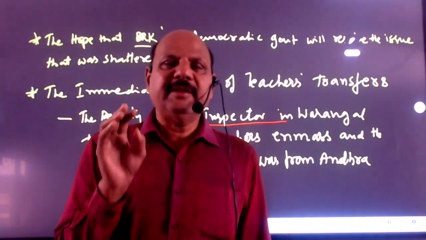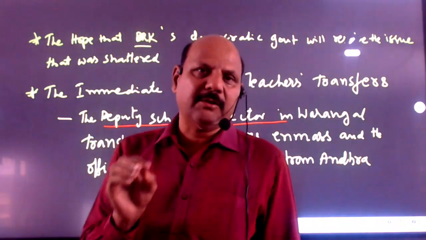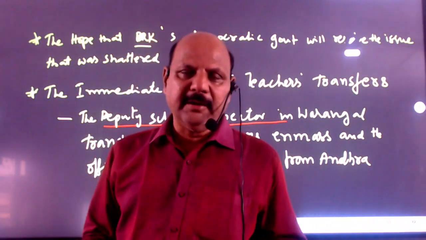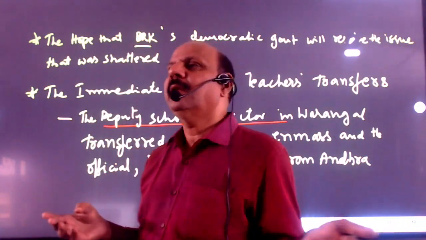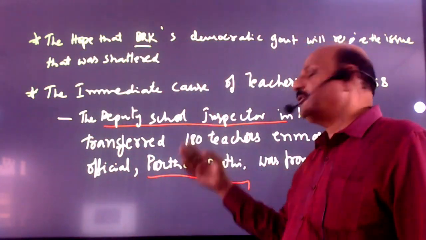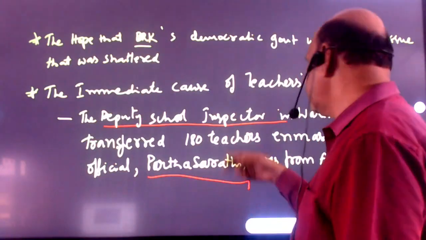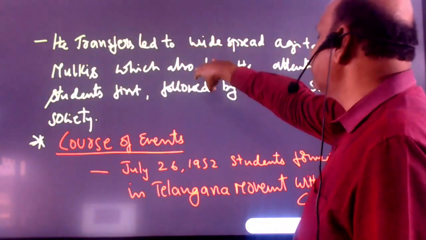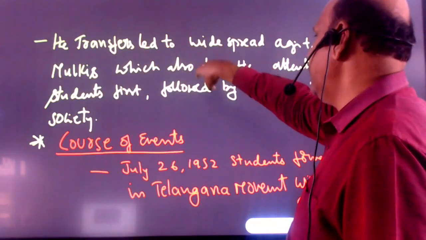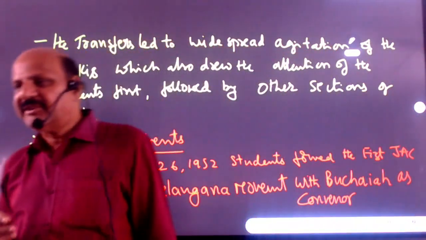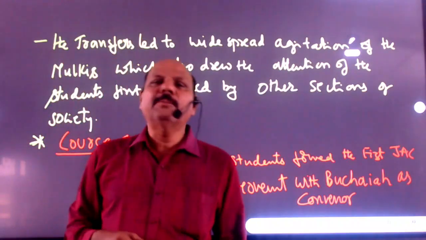These are very specialized classes where you get enough matter to write in, say, those 12 minutes. So these are the points you have to mention to get more marks. These are the 4 causes. Now the transfers, this is a continuation. The transfers led to a widespread agitation of the Mulkis.